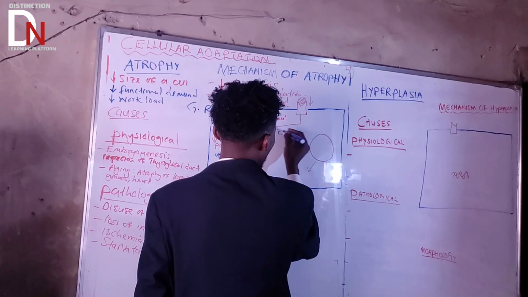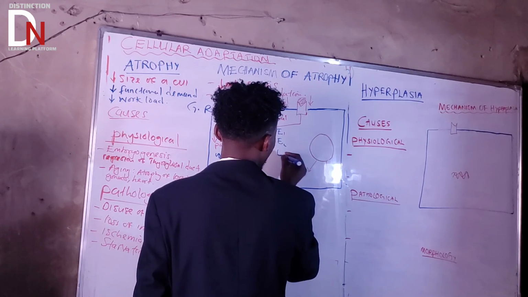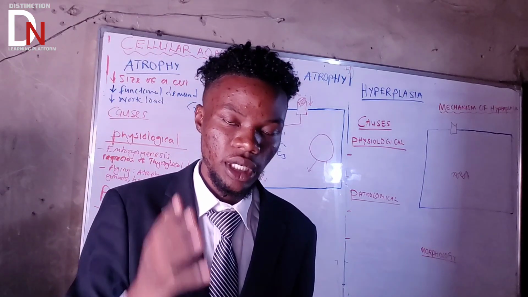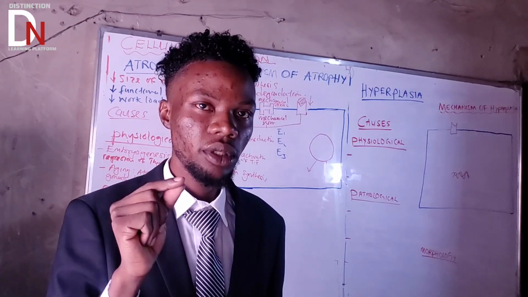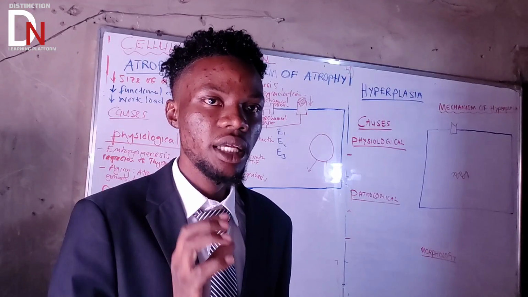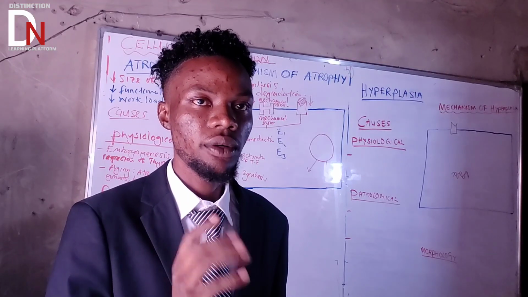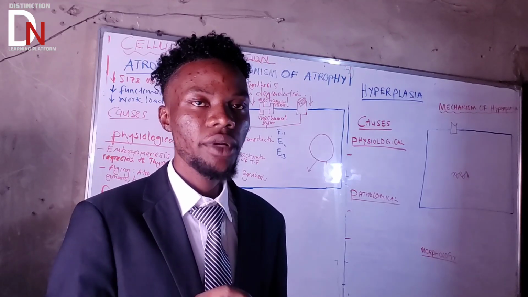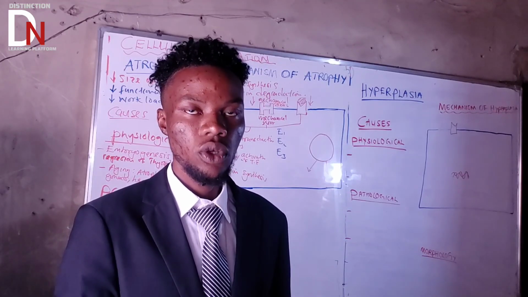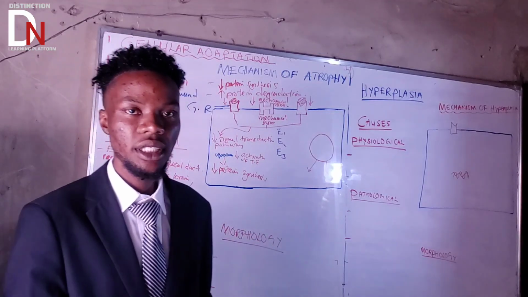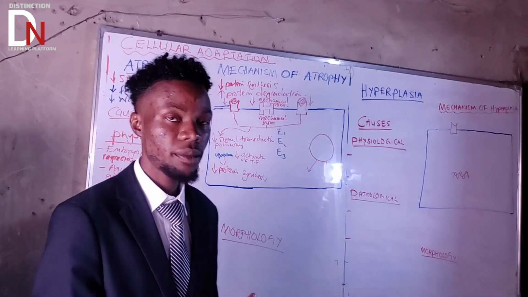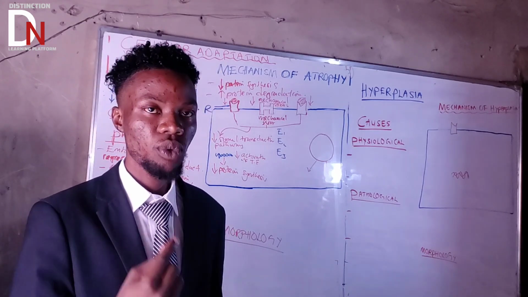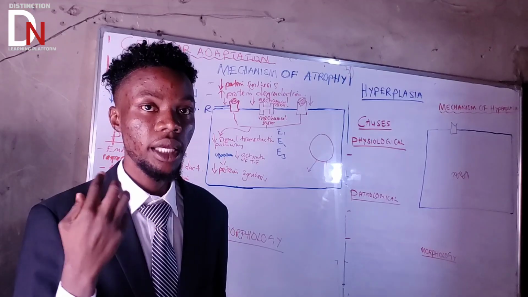So we've got E1 enzymes, E2 enzymes, and E3 enzymes. Because of those causes, physiological and pathological, they are going to activate certain enzymes in the cytoplasm of a cell: enzyme E1, enzyme E2, and enzyme E3. E1 is called ubiquitin activating enzyme. E2 is ubiquitin conjugating enzyme. The last one is ubiquitin ligase, which is the E3.